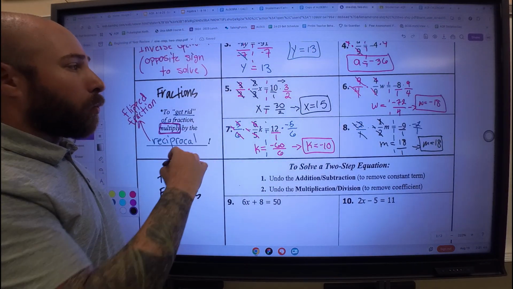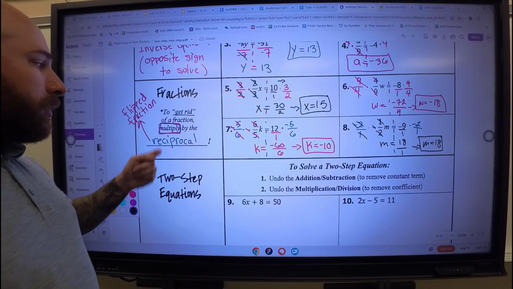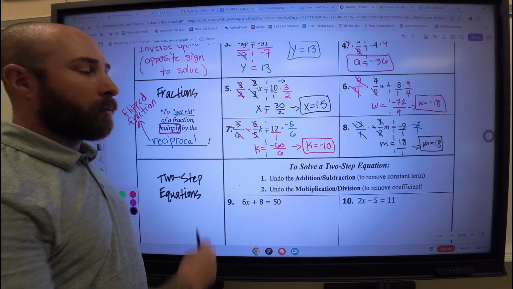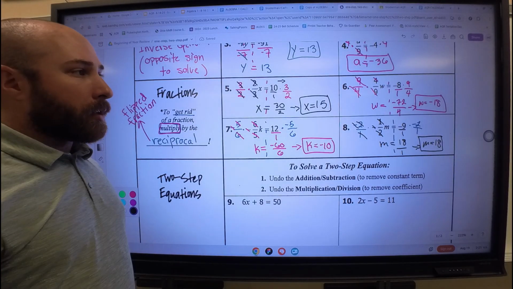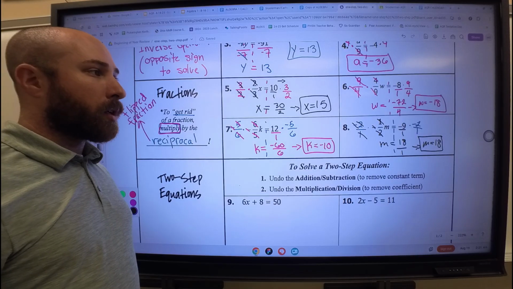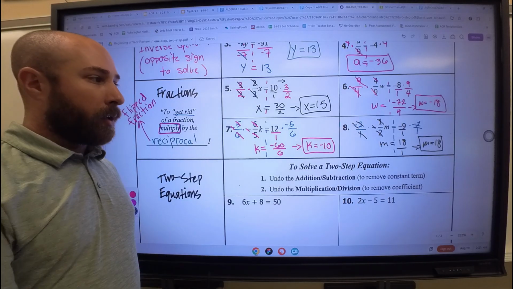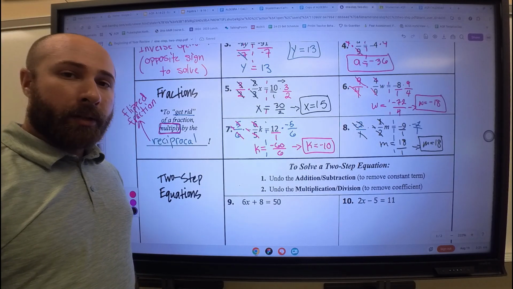So those are our one-step equations and using the reciprocal to get rid of our fractions. That should help you in order to answer questions 1 through 6 on the other side of the page for homework.